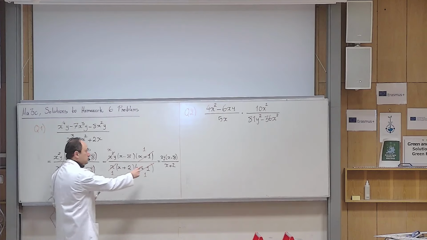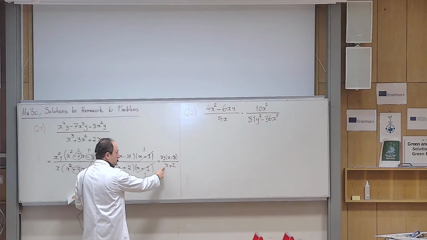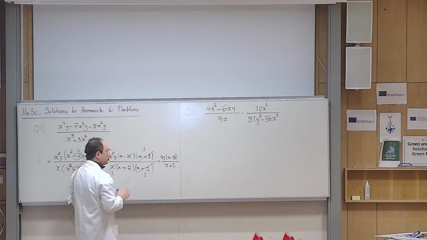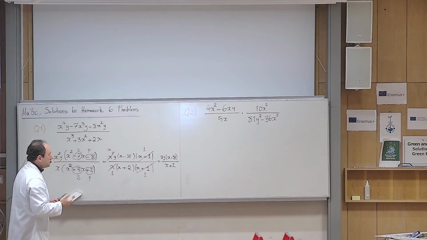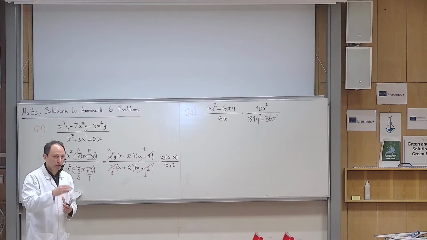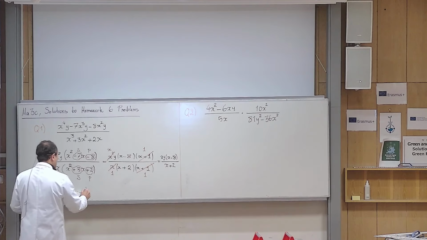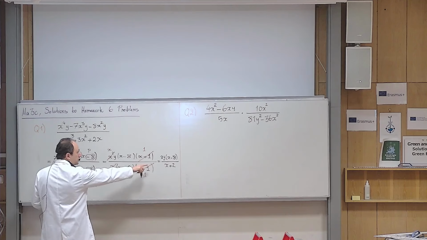Yes, that x in the numerator is a factor, but x is a summand. Summands cannot be simplified. If you stop here, that's okay. But I prefer, when nothing can be simplified more, to remove the pair of brackets. That is optional, okay? So I multiply it back. But if you stop there, you will get the point.